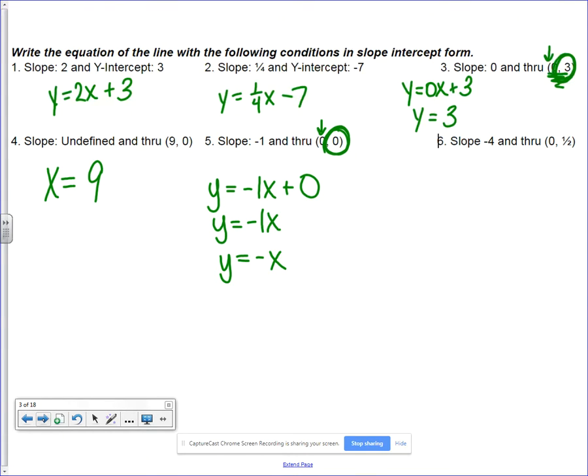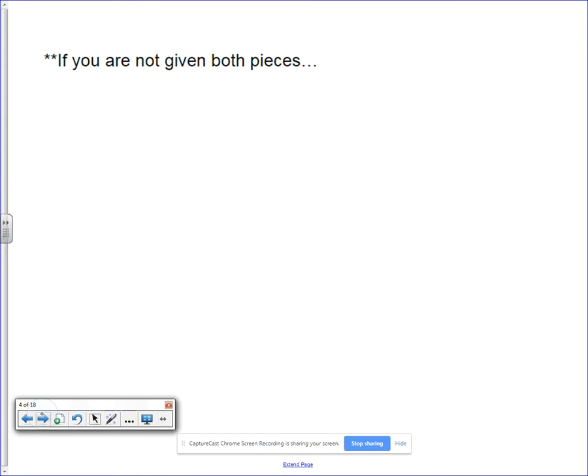Okay, take a look at number 6 there, last one in this section. Do I have both pieces that I need? Yes, because this x is 0, which means that is the y-intercept. So what is the equation? Awesome. How we doing, folks, with the easy stuff? Doing okay? All right, so what if you are not given both pieces?